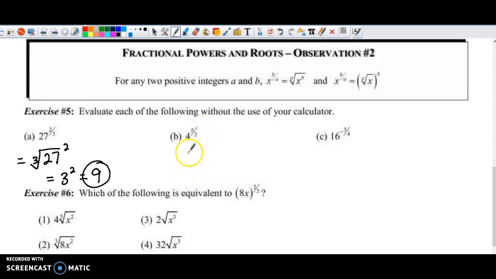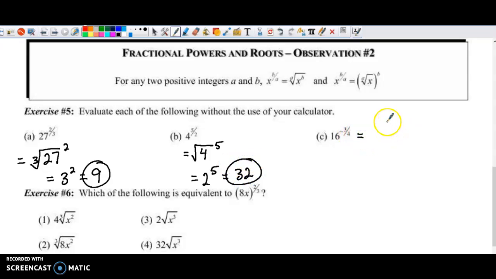I would even argue for the same one. It's the square root. Now, you don't have to write an index of 2. It's the square root of 4, and then take that number to the 5th power. Well, I know the square root of 4 is 2, and then to the 5th power, 2, 4, 8, 16, 32. I'm multiplying by 2 five times.